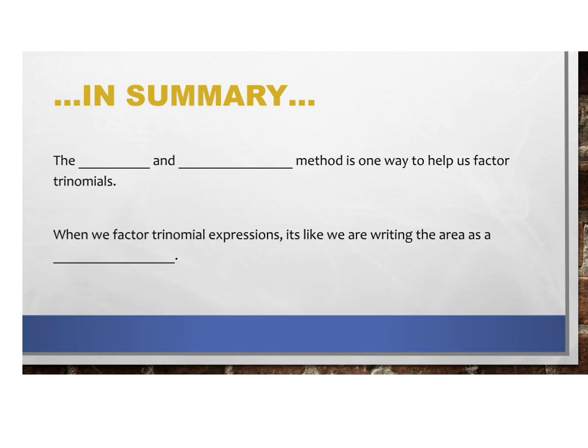How about a summary? What are we calling this method we're doing? It's the what in diamond? Yes, it is the box and diamond method. It's one way to help us factor trinomials. When we factor trinomial expressions, it's like we're writing the area as a what? Well, one is the sum and the other is the product. When we get the sides, we get the product.